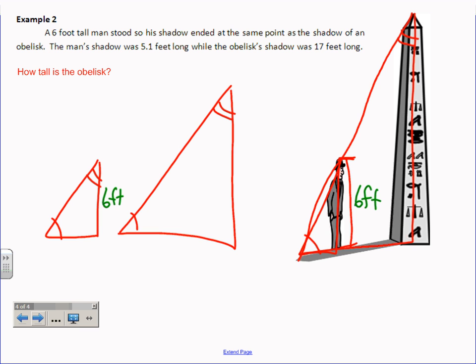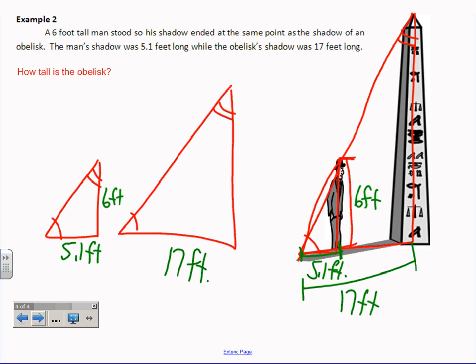All right. We know where we are at here. The man's shadow is 5.1. So that's basically from here to here. That's a shadow, right? 5.1 feet, I hope. Yep. Okay. And so that goes down here. The obelisk shadow was 17 feet long. So basically from here all the way over to there, 17 feet. Good thing these are all feet, so we don't have to convert. But we could convert because we are doing proportions. That's an easy way to convert measurements.